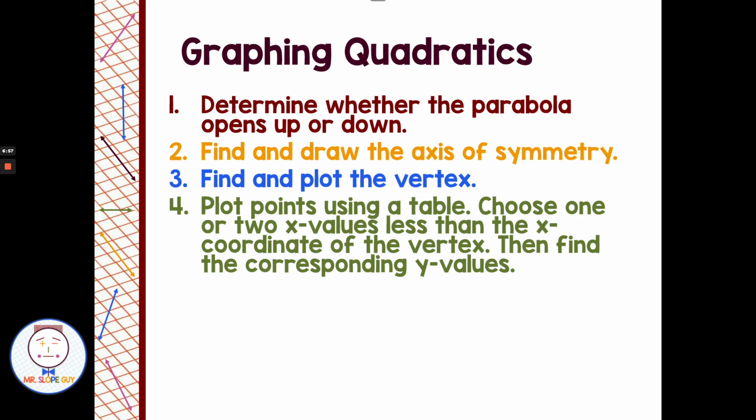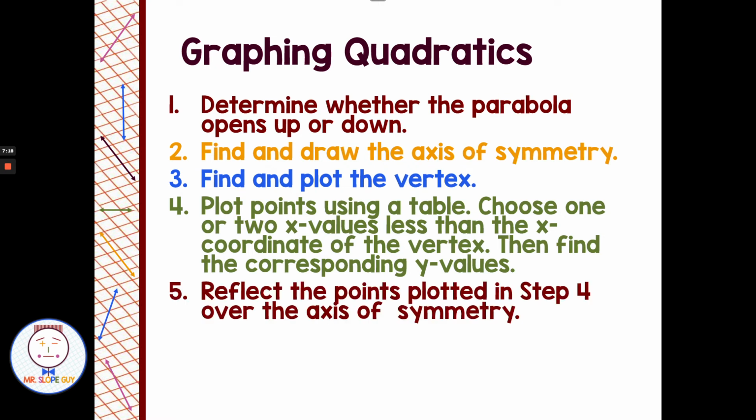Choose one or two values less than the x-coordinate of the vertex, then find the corresponding y value. So we're still using t-tables here to get additional points that are right around the vertex to finish our graph. So axis of symmetry and vertex alone will not draw our graph. We're going to need to use tables as well.